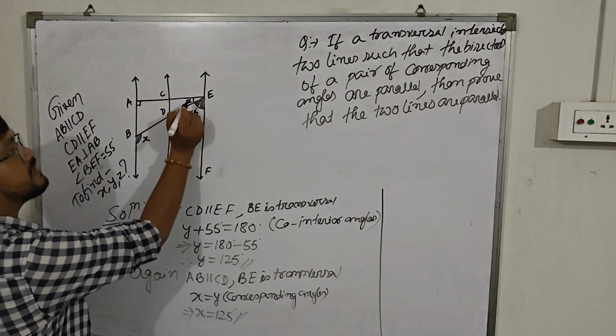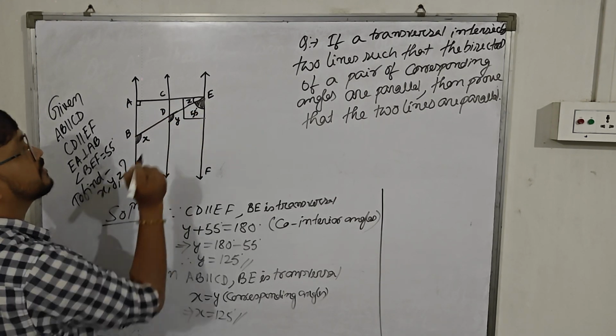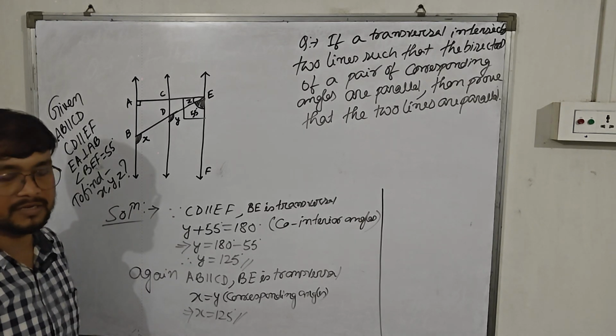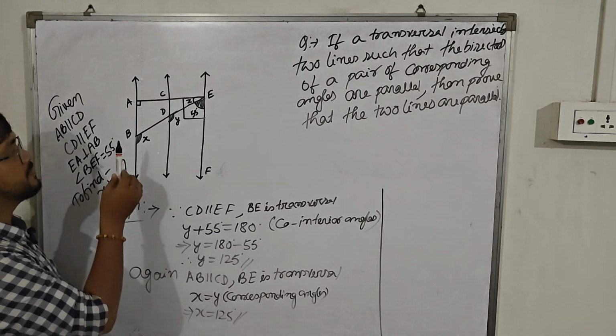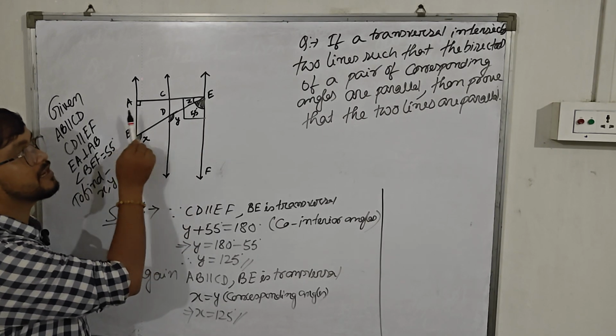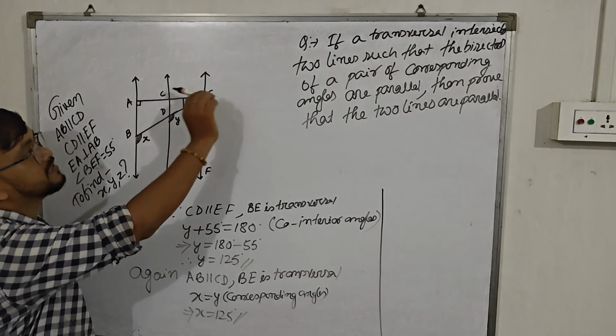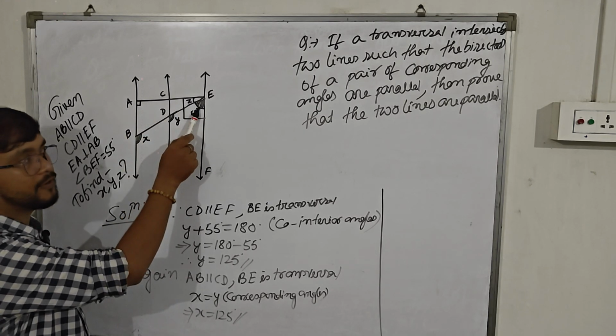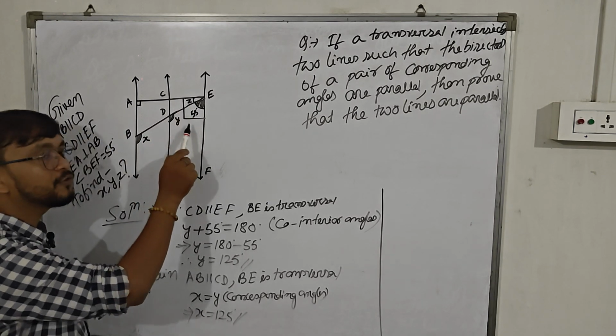Now the final part. Observe this part carefully. This angle and this angle, I'm talking about this angle. This angle and this angle are co-interior angles. So AB parallel to CD, CD parallel to EF. That means AB parallel to EF, and this is a transversal. That is why this angle and this angle are co-interior, and that is why this angle will be 90 degree.